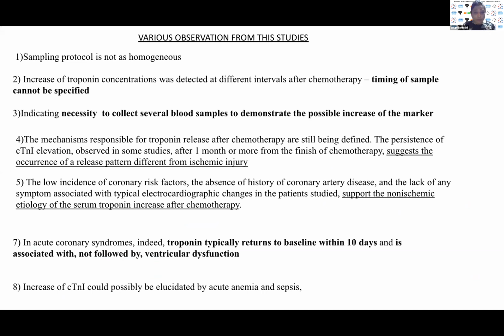The mechanism responsible for troponin release after chemotherapy is still not defined. The persistence of troponin elevation observed in some studies after 1 month from the finish of chemotherapy suggests that the release pattern is different from ischemic injury. The low incidence of coronary risk factors, absence of history of coronary artery disease, and lack of any symptoms associated with typical ECG changes in the patients studied support the non-ischemic etiology of serum troponin increase after chemotherapy. In acute coronary syndrome, indeed, troponin typically returns to baseline within 10 days and is not followed by ventricular dysfunction. Increased troponin I could also be explained by acute anemia and sepsis.